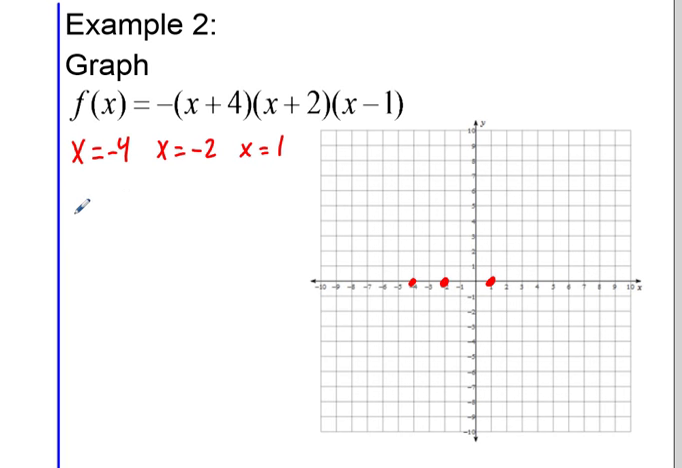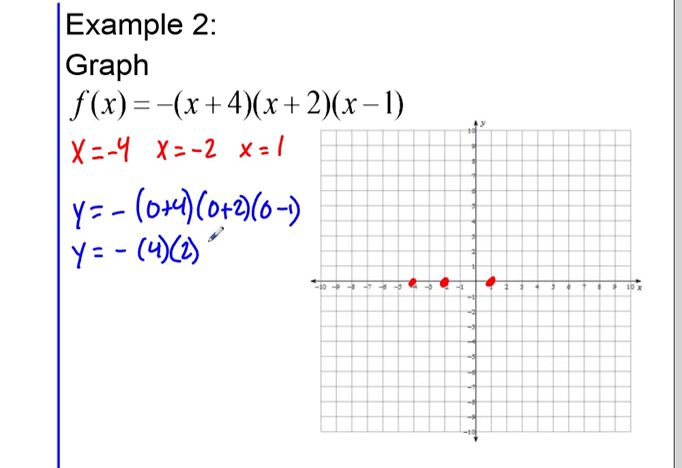Let's find a y-intercept by plugging in a 0 into all of our x's. -0 plus 4 times 0 plus 2 times 0 minus 1 gives me -4 times 2 times -1, which is a +8. So my y-intercept is at 0, 8. 0, 8, right there.